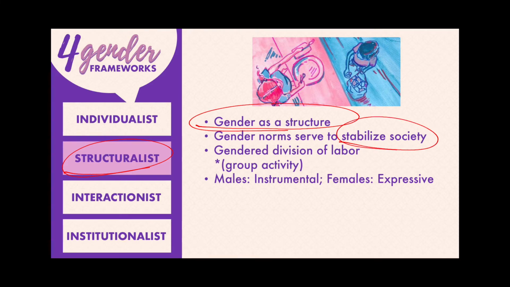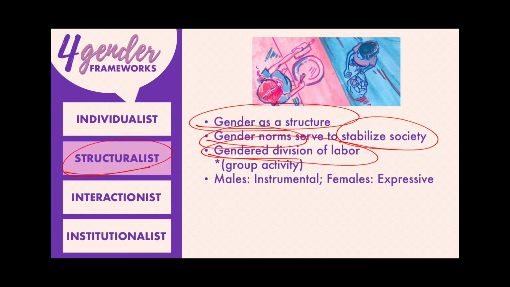So to keep our society in equilibrium, stable and functional, we have to adhere to gender norms. Structuralist gender frameworks justify that the traditional gender norms that we have are actually working towards stabilizing society and making it functional. And that's the reason why, up until now, we have gender division of labor in different social institutions.